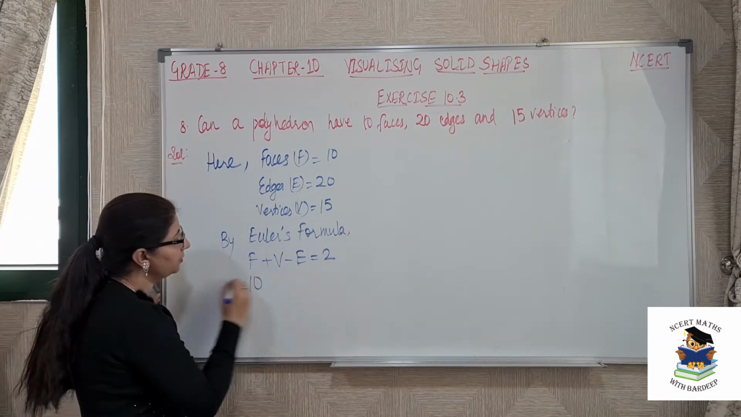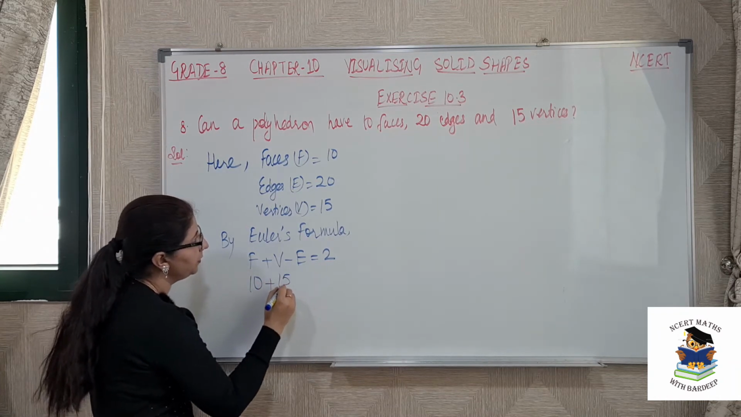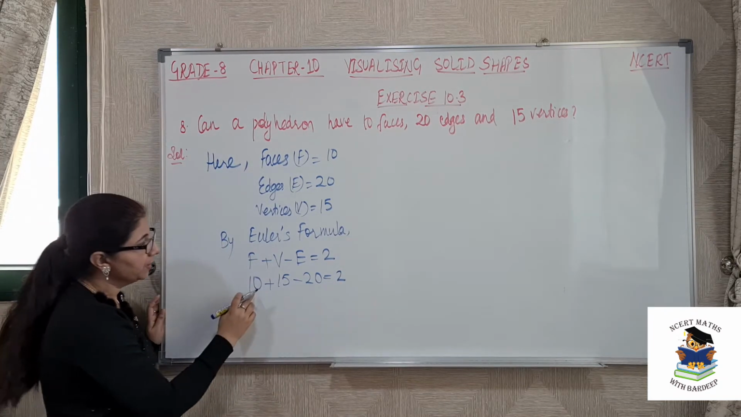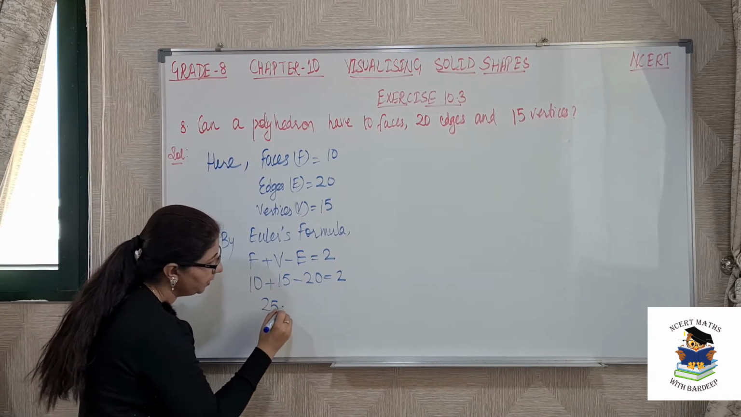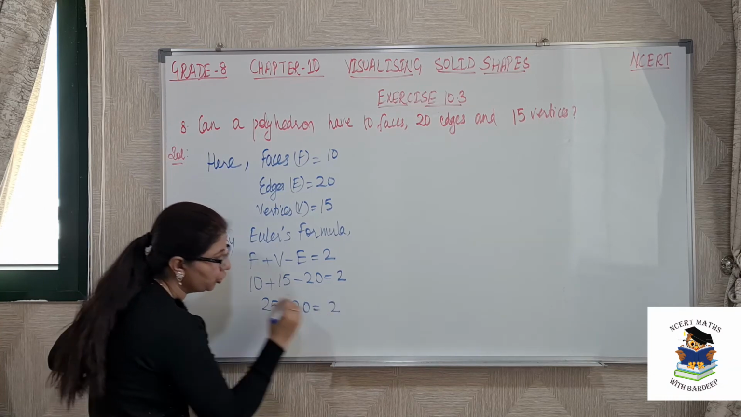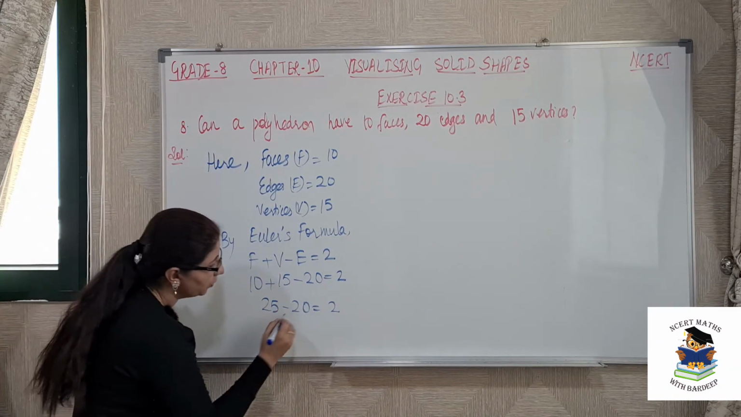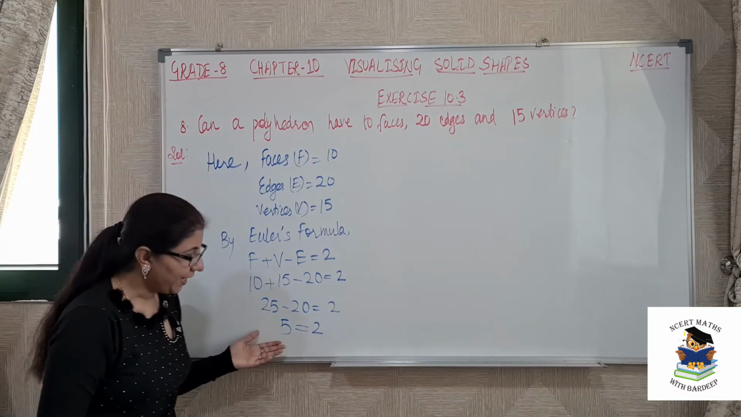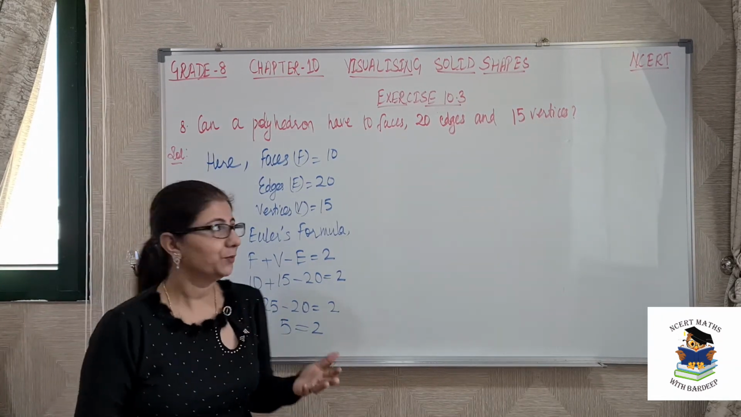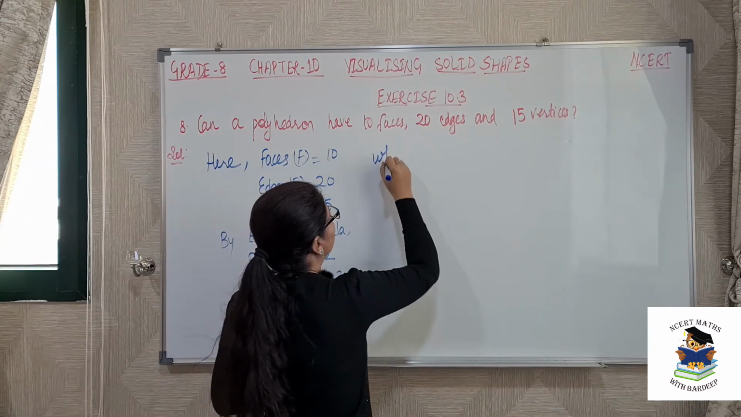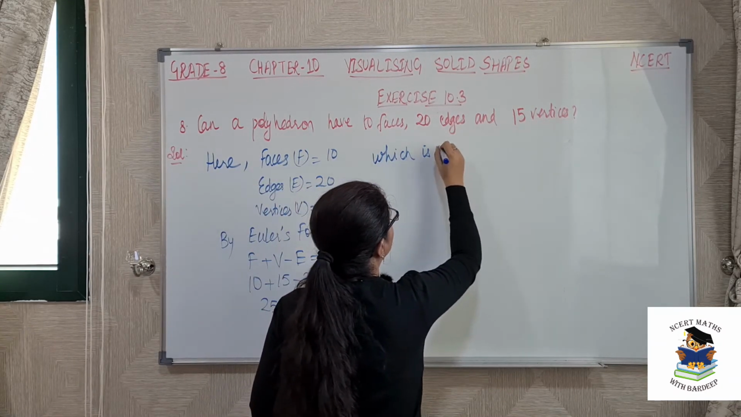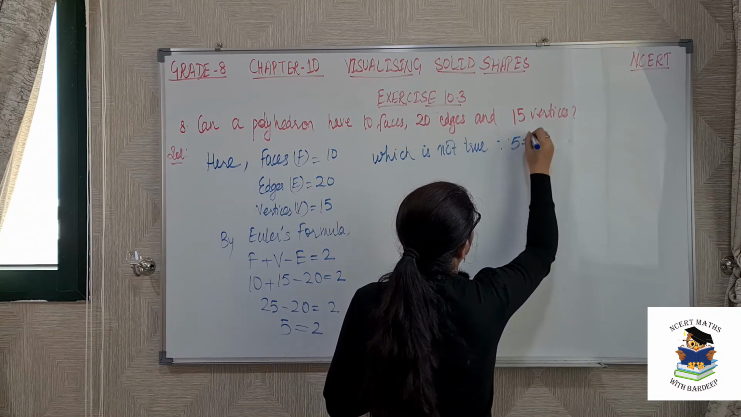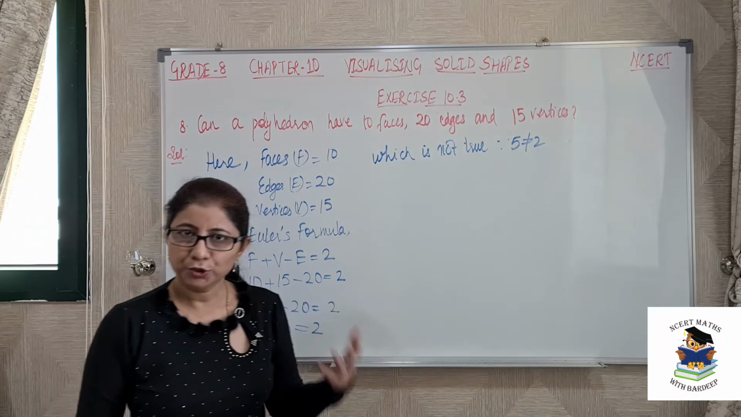So let's put the values. That is 10 plus 15 minus 20 should be equal to 2. So 10 plus 15 is 25 minus 20 should be equal to 2. So 25 minus 20 is 5 equals to 2. So can 5 be equal to 2? No. Okay, so we will write which is not true because 5 is not equal to 2.